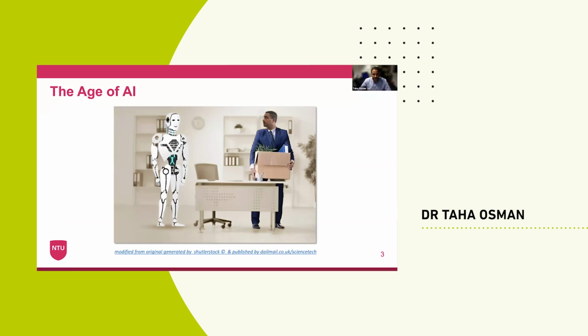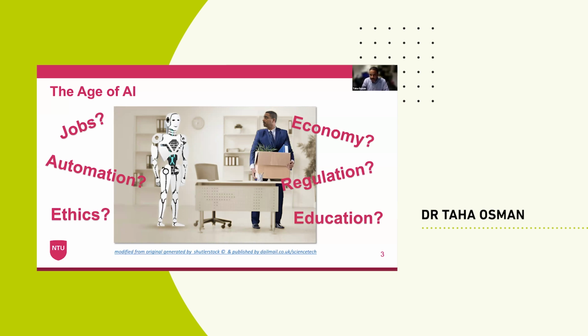Right. So there is no doubt that we live in the age of AI, and it's impacting every aspect of our life. It's already impacting the way that we live and the way we work. It's impacting the economy. And it's predicted by the UK government that by the year 2030, 30% of jobs can potentially be automated by artificial intelligence, or AI. Various aspects of jobs can be automated by AI.